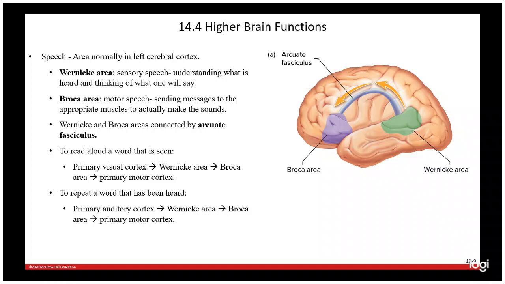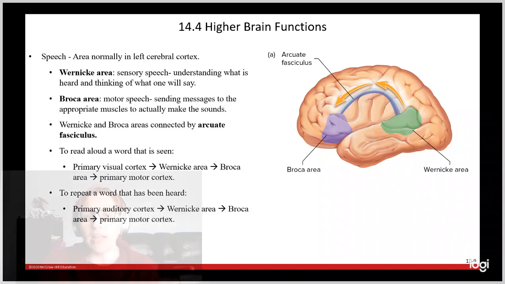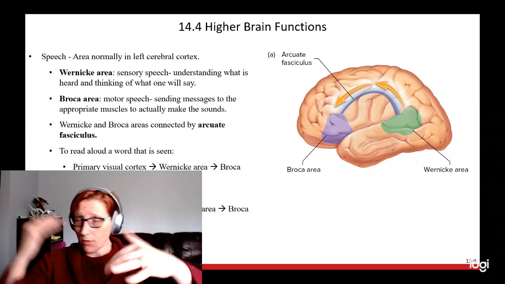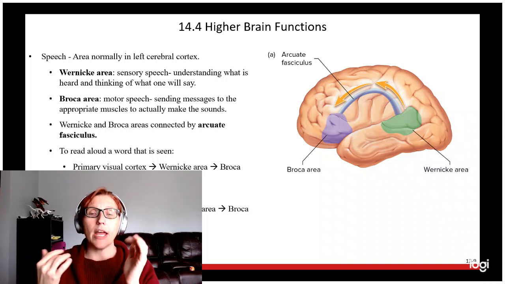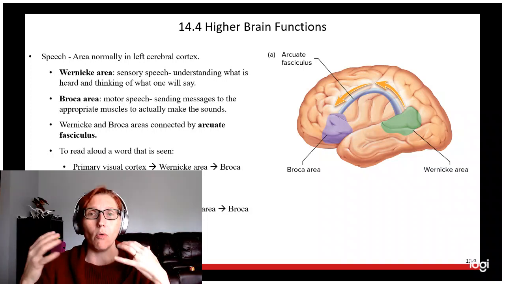So to repeat a word that you hear, it's the same type of thing, only instead of the primary visual cortex sending the information, you get the information through the primary auditory cortex. So on the exam, you might see something like this where something is left out, or you might see something like this, but it's scrambled up in the wrong order and you have to put it in the right order. So make sure that you understand how this system works.